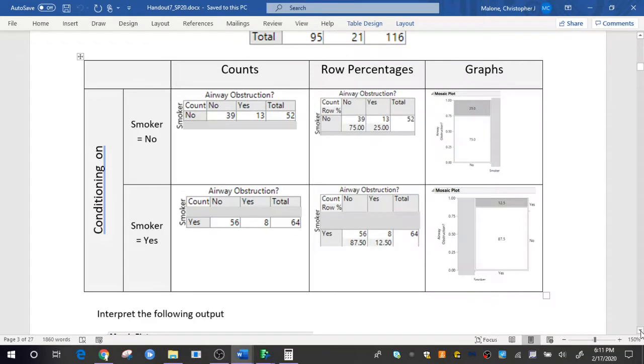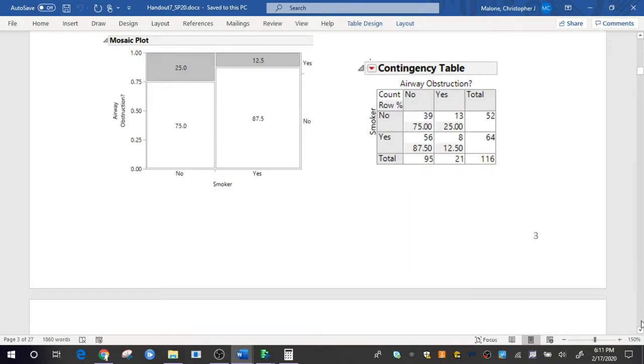So at least for the data that I've collected here, it looks like the effect of this production facility is substantially larger for the non-smokers than it is for the smokers, at least when we're looking at whether or not they have airway obstruction. So on the bottom of page 3 here, we have a summary. Again, there's that 12.5% and that 25%.